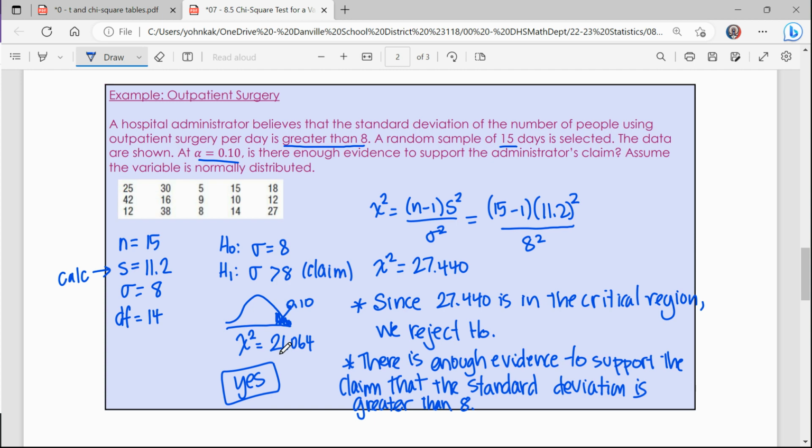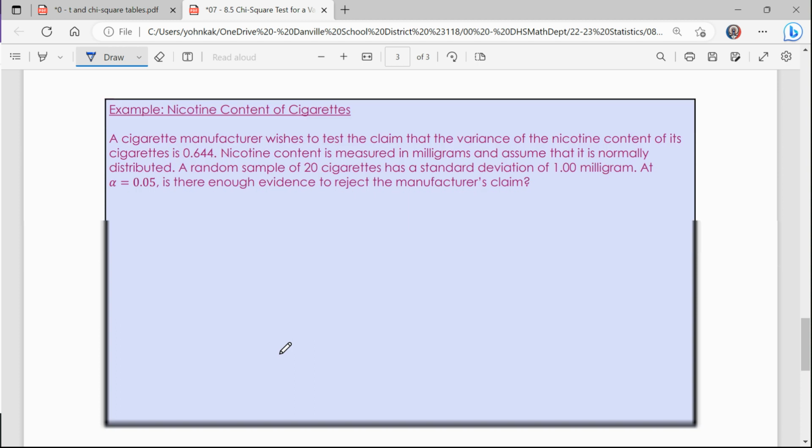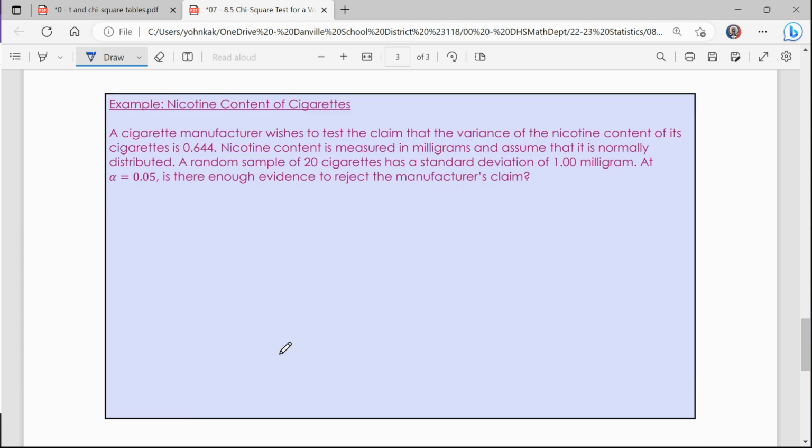All right, kids, we got one more. Nicotine content of cigarettes. A cigarette manufacturer wishes to test the claim that the variance of the nicotine content of its cigarettes is 0.644. Nicotine content is measured in milligrams and assume that it is normally distributed. A random sample of 20 cigarettes has a standard deviation of 1.00 milligram at alpha equals 0.05. Is there enough evidence to reject the manufacturer's claim?